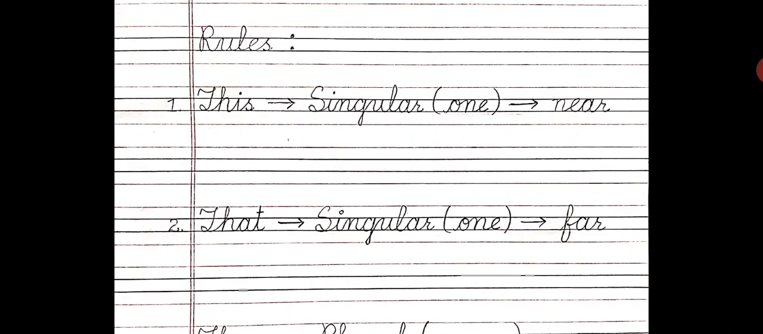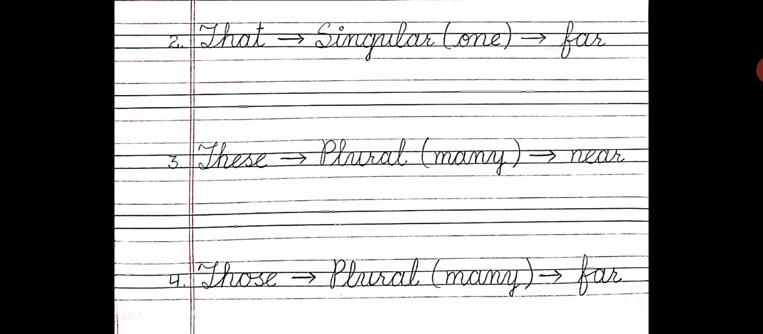So children, this rule states that you will use the demonstrative pronoun that when any person or thing is singular or 1 in number, but that person or thing is far from you. Fine. Then leave one line and write the third demonstrative pronoun, that is these. Then again put an arrow. Now here you will write plural and in brackets you will write many. Then put an arrow and write near.